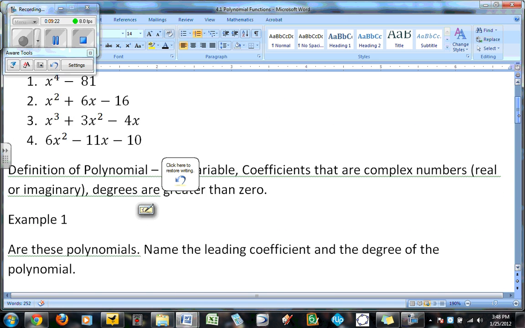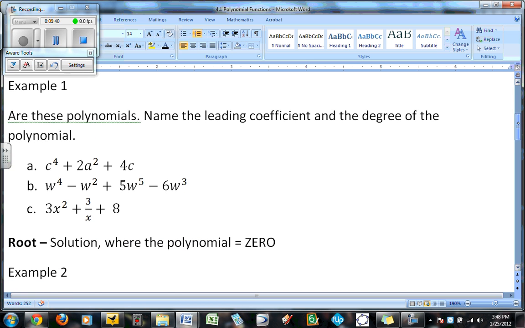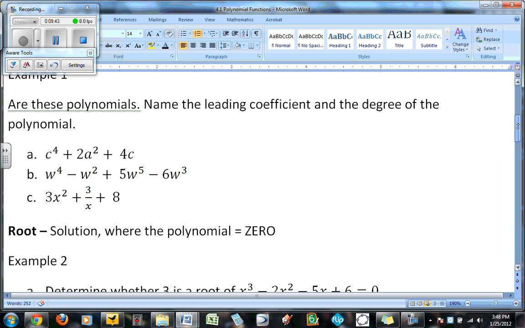What we're going to talk about today is polynomials, and you've talked about them before in your math career, but they all have one variable. Their coefficients are complex numbers, which means they can be real or imaginary. Imaginary numbers are ones with i's in them. And then the degrees have to be bigger than 0, so no negative degrees. So are these polynomials? Name the leading coefficient and the degree of the polynomial if they are.